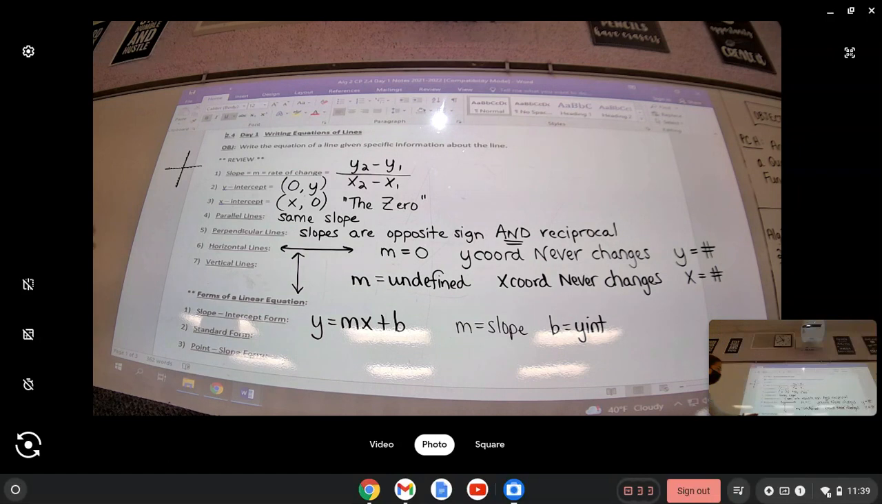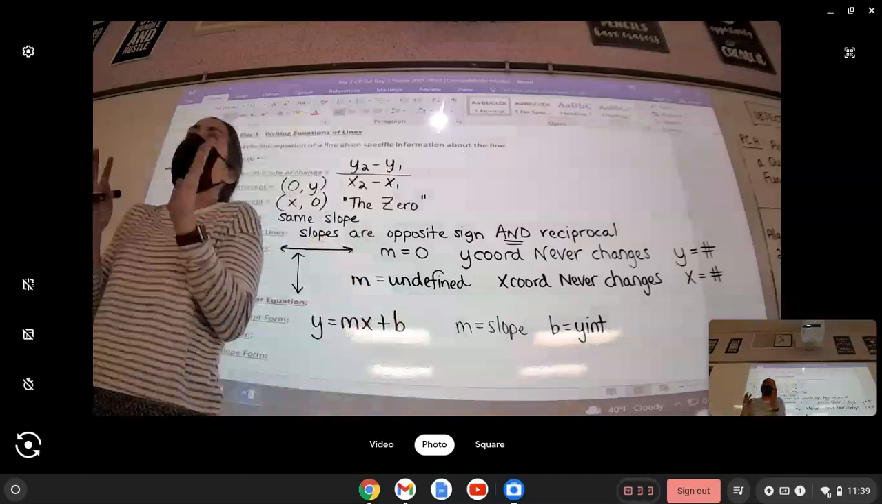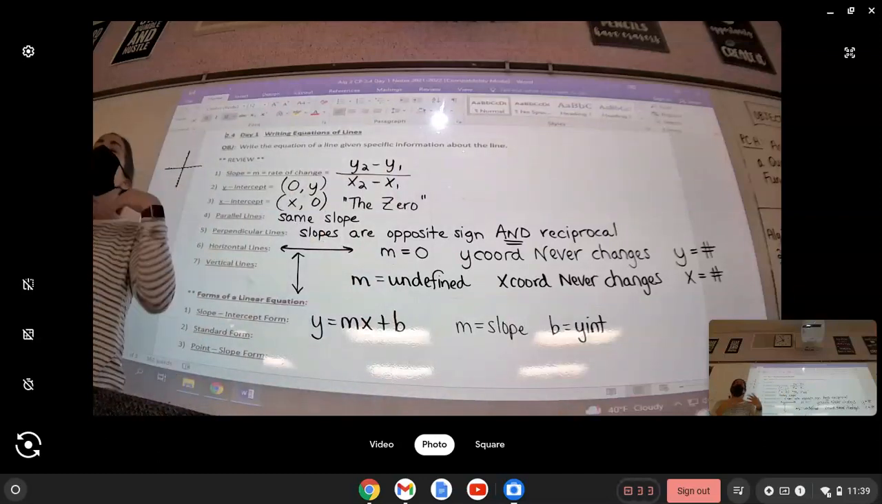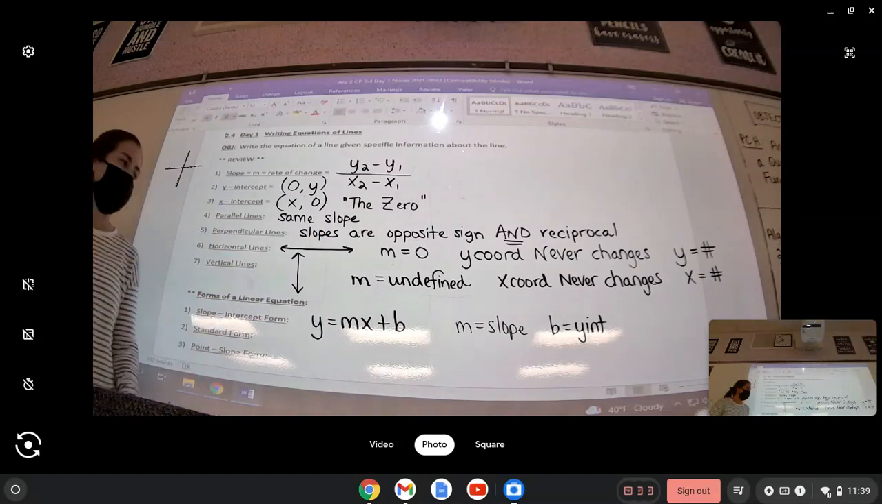So definitely, the best information they can tell you about a line is slope and y-intercept. That's what we hope for. Please tell me the slope, please tell me the y-intercept, because you'll be able to write the equation very quickly. But obviously, math is not that nice, and that's not always going to be the information they tell us.